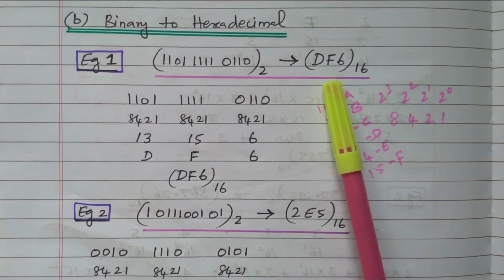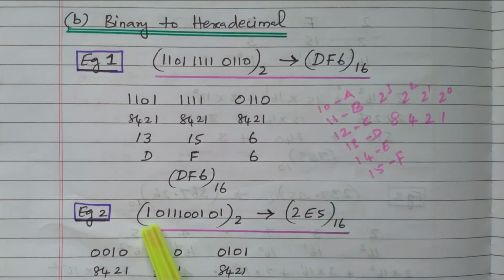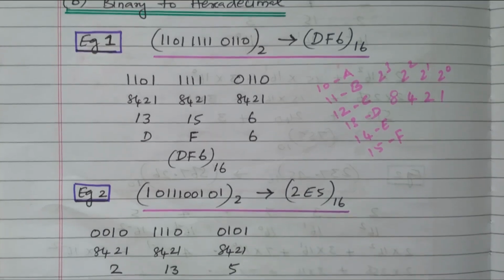Now we'll go to the second example. 1011110101. Right? So this is the given binary number. We need to convert it into hexadecimal. What we got? 2E5. We got the answer 2E5 base 16. We will see how we got this value.